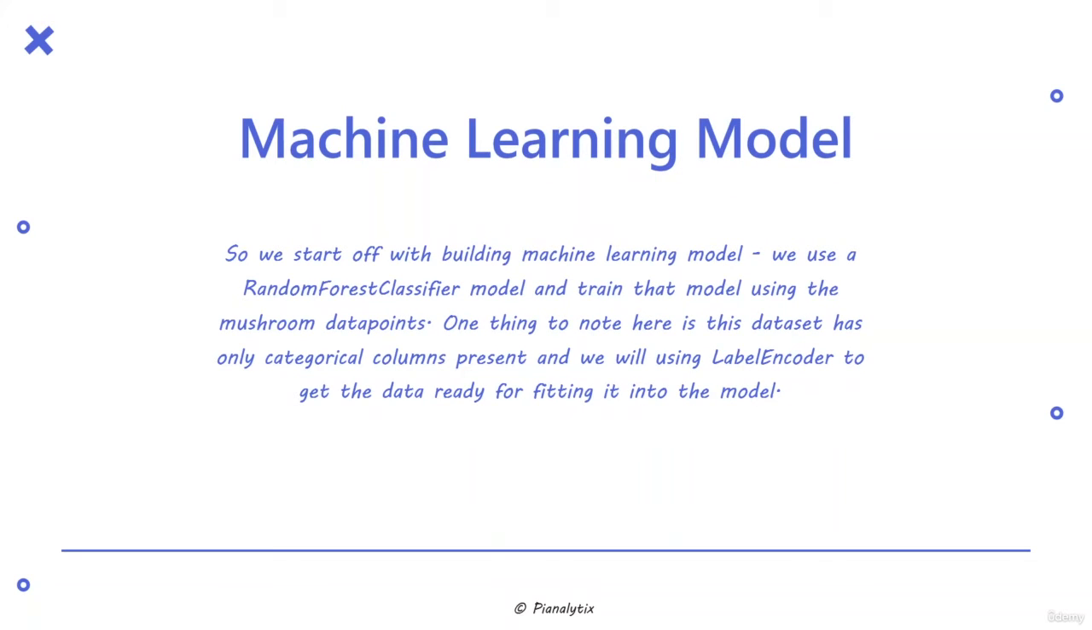Now the machine learning model. We start off by building a machine learning model, and we use a random forest classifier and train that model using the mushroom dataset. One thing to note is that this dataset has only categorical columns present. So for feature engineering and exploratory data analysis, we will be using label encoder to get the data ready for fitting into the model. This label encoder understands the categorical data and converts it into a numerical representation, which can then be used later on.